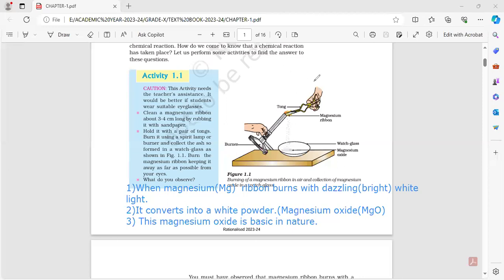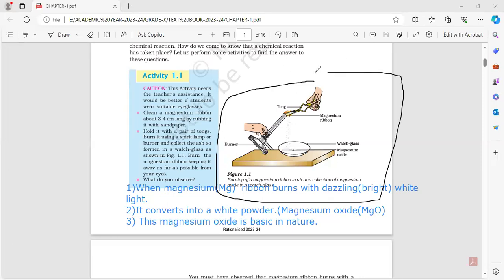Sometimes he may give you the diagram and ask, what is this? Here it is mentioned magnesium oxide. If we just put a dash here, he may ask you what this is. This is called magnesium oxide. And here it may also be asked, in this activity what do you observe? Then you need to write these three points. This may be asked for 2 marks. Sometimes it may be given in MCQs, because it was already asked in a previous board exam.